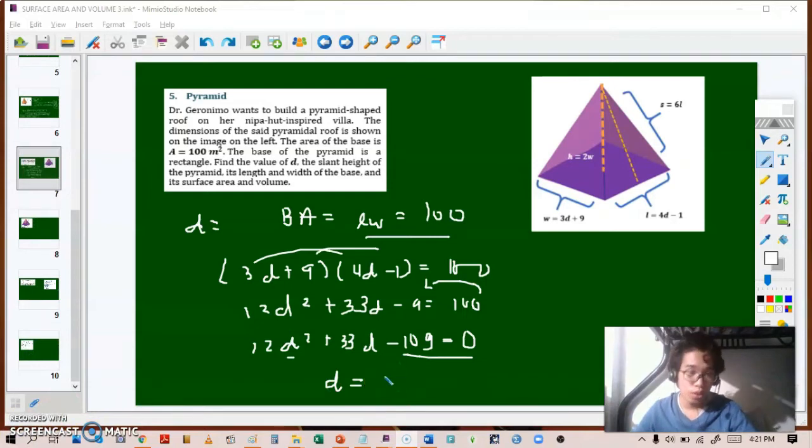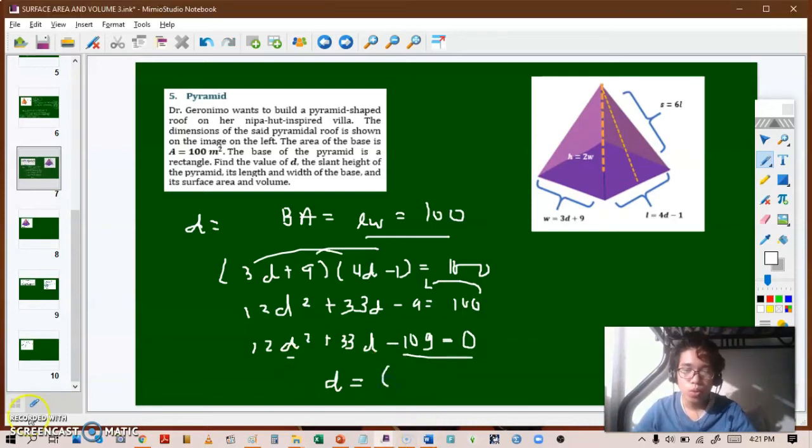And from here we can solve for the value of d using our scientific calculator, or Casio scientific calculator, or other scientific calculators that you may have, using again these steps that I taught you guys. If you use your scientific calculator for computing the quadratic equation that we have here, d will be equal to 1.94 and negative 4.69.